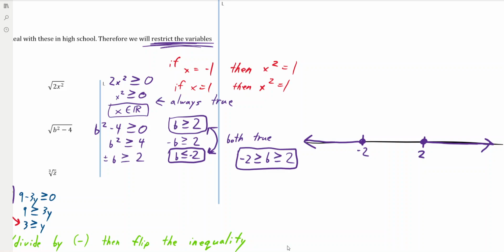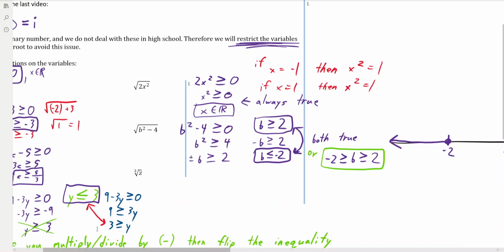So you either have to write both of those, or you have to write this one. Okay, both ways are fine. Either write it together or write it separately, but both are necessary. Okay, let's take a look at the next one here and our last one for today.